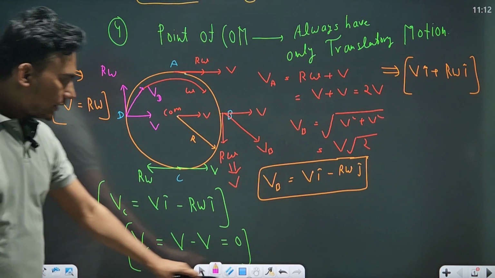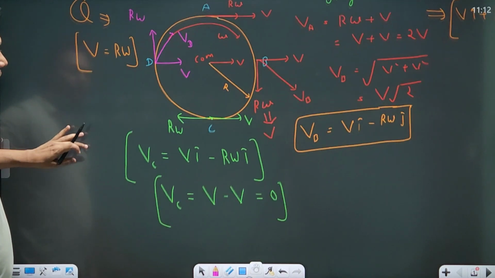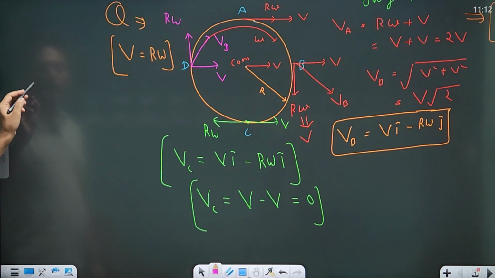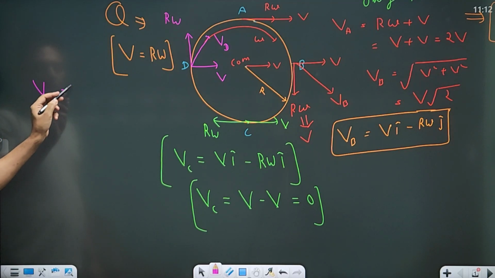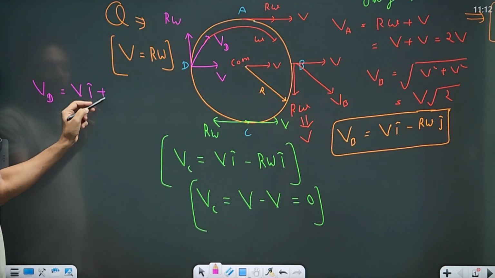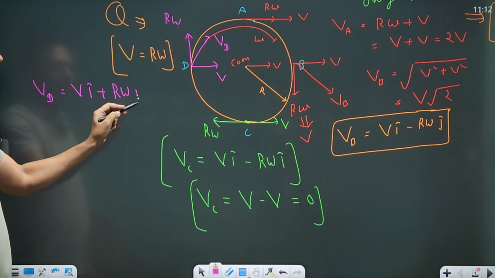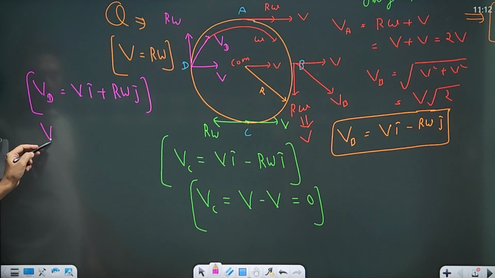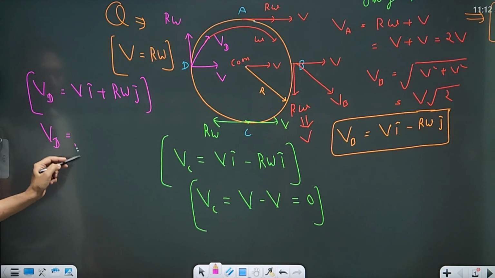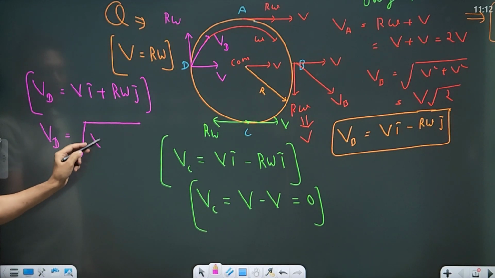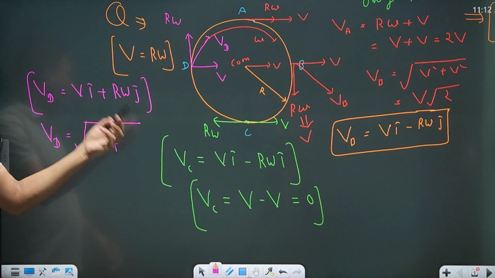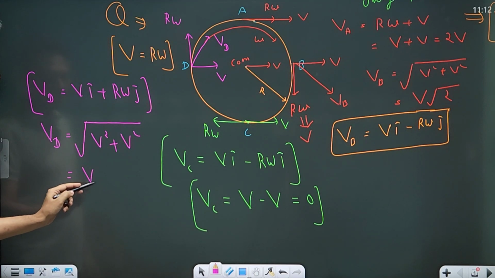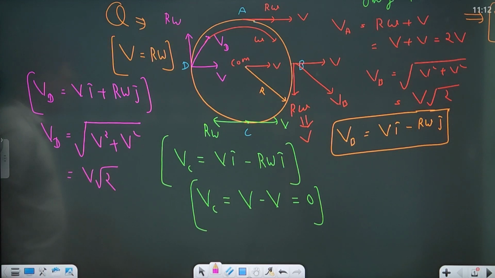If I write the net speed at point D, in vector form Vd equals V i cap plus r omega j cap. So my dear, at point D the net speed is the square root of v square plus r omega square, and because r omega is already equal to v, it becomes v square plus v square. So the net speed becomes v root 2.